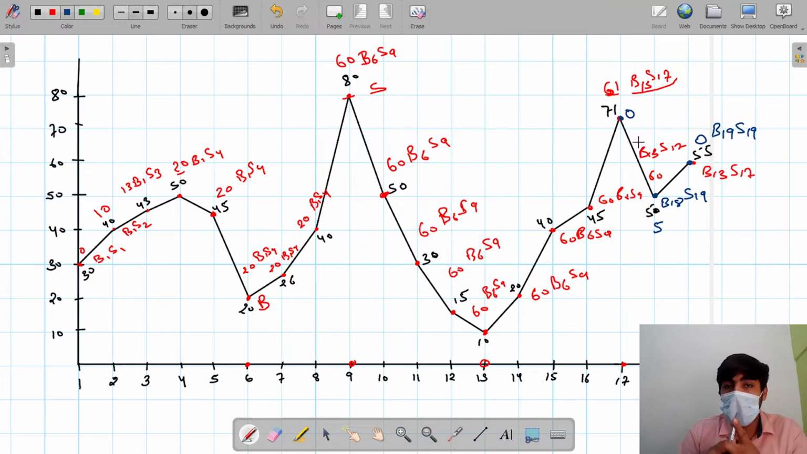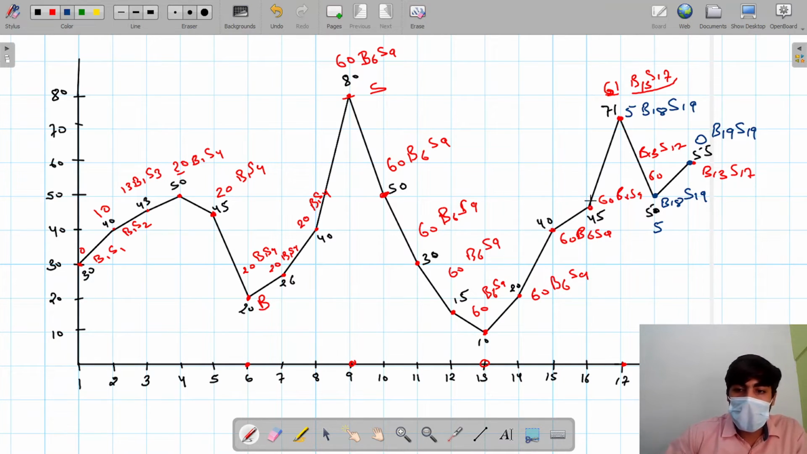Otherwise, we take the profit which is maximum. For the left side we were taking from the past, but for this one we are taking from the future. The maximum profit in the future, we take it as it is. So we are removing 0 here and putting 5 here. Buy at 18, sell at 19.